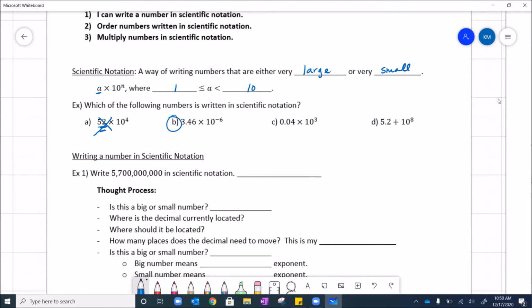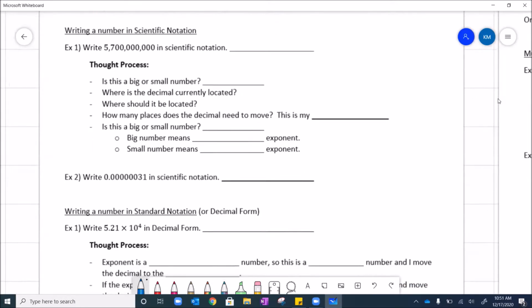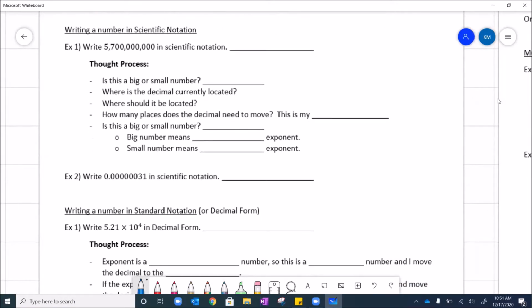C, it's not in scientific notation. We see that there's a 0.04. This is not greater than or equal to 1. Okay, and then D looks pretty good. But notice that D has addition here. And so the addition would tell us that that's not scientific notation. Scientific notation includes multiplication.